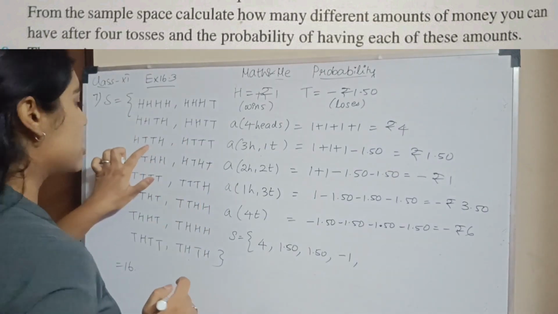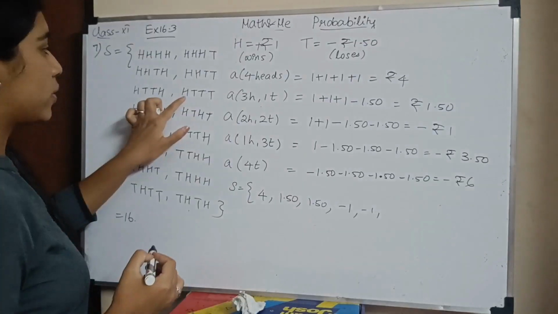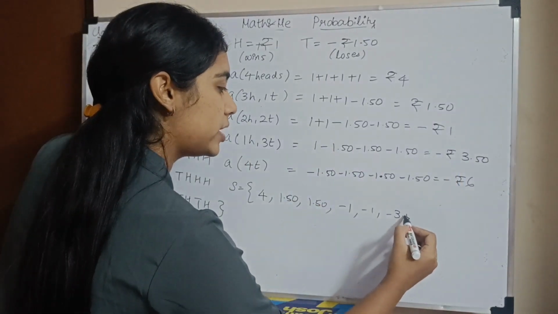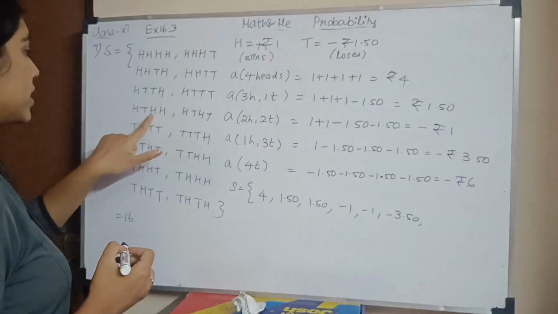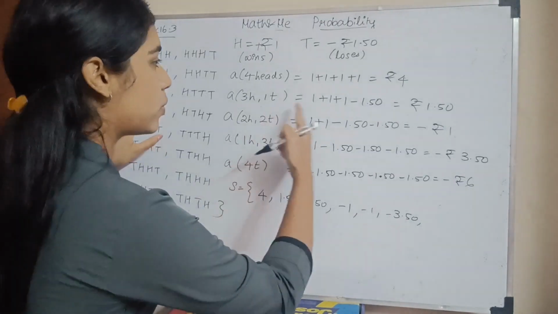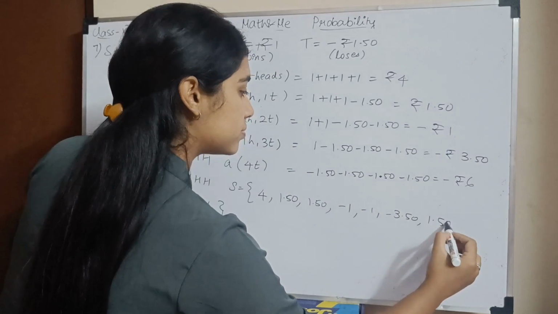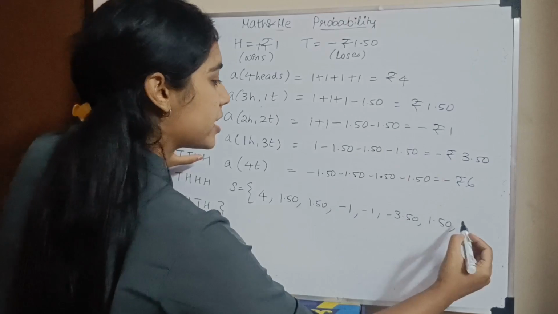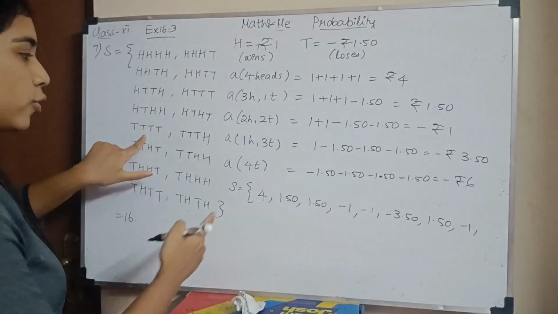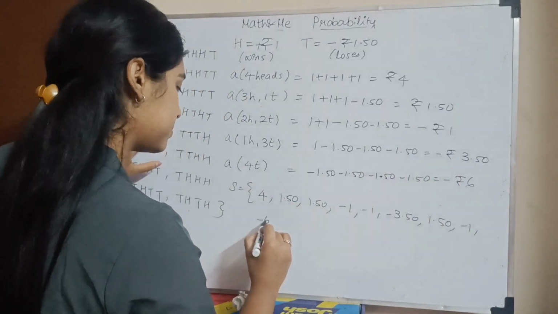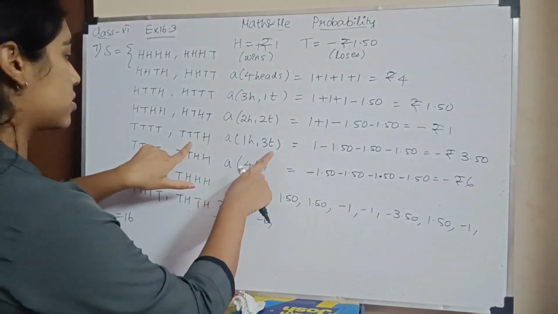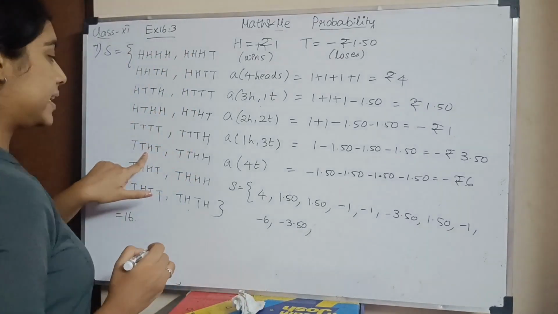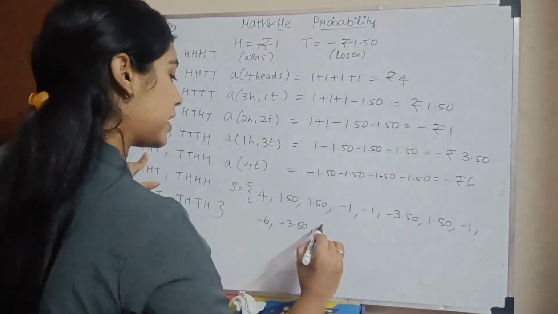Next, 2 heads, 2 tails. So it is again minus 1. Then 1 head, 3 tails. 1 head, 3 tails can be minus 3.50. Then again, 3 heads and 1 tail. 3 heads and 1 tail is 1.50. 2 heads, 2 tails. So it will again be minus 1. All 4 tails. So it is minus 6. 3 tails and 1 head. Minus 3.50.